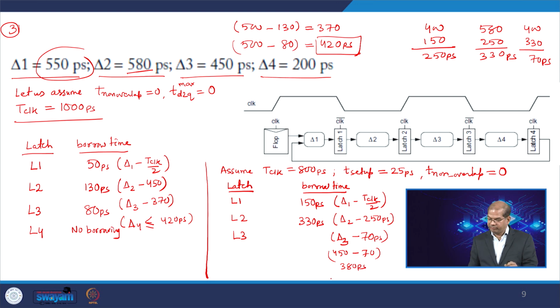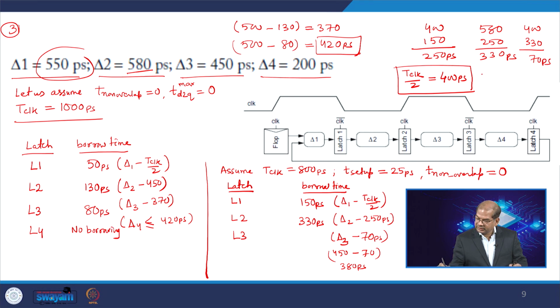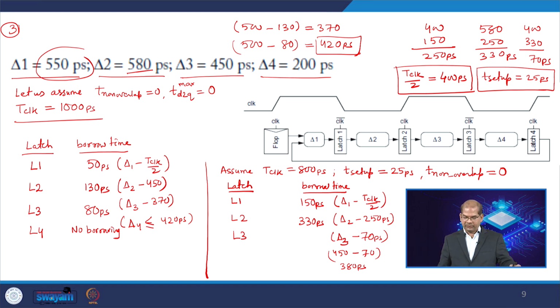So, what is our requirement? Our requirement is that your data should be stable before the setup time requirement of the latch. So, our half clock period T clock by 2 is 400 picosecond. This is important, and our setup time T setup is basically 25 picosecond. So, your data should be available at least 375 picosecond.